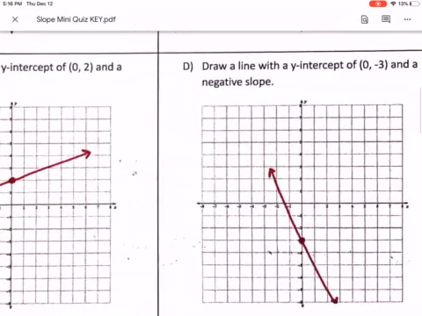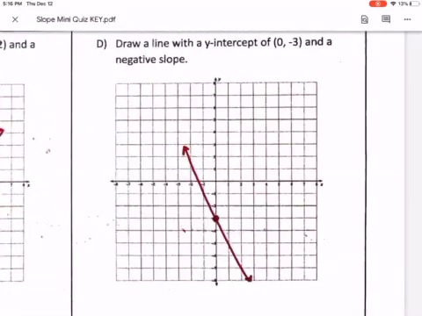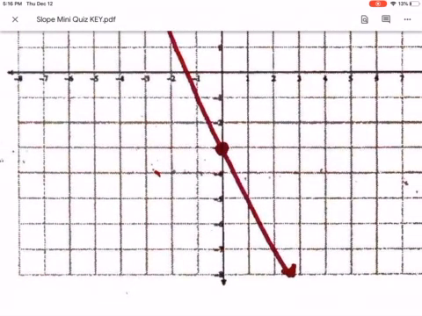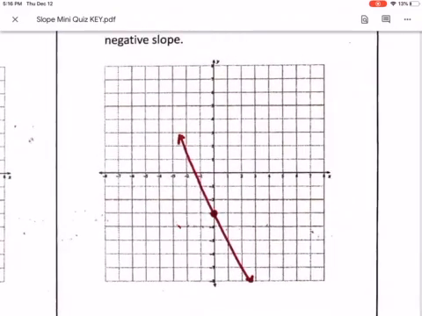Okay, similar concept for D. Draw a line with a y-intercept of 0, -3, and a negative slope. So again, the y-intercept, so the one point on my graph, has to be in that position, so down 3 units from the origin, but then any level of negative slope would be fine. So your slope has to go down as you go to the right and up as you go to the left from that point, but it could have been at any steepness, and it still would have been fine.